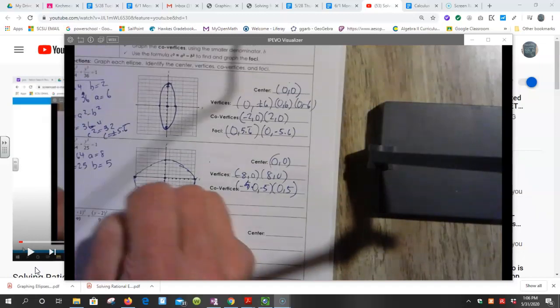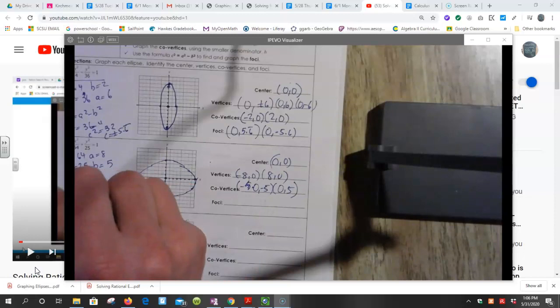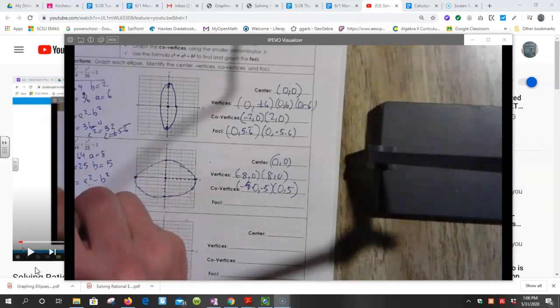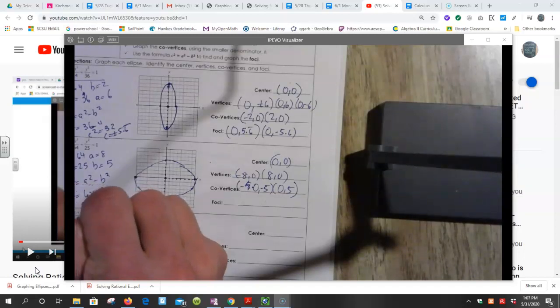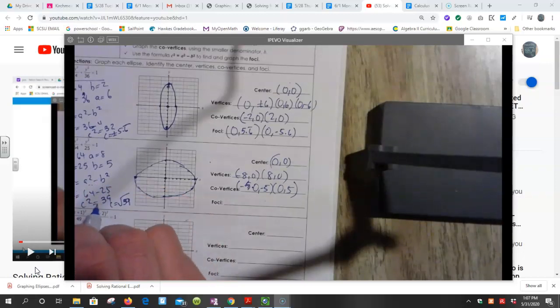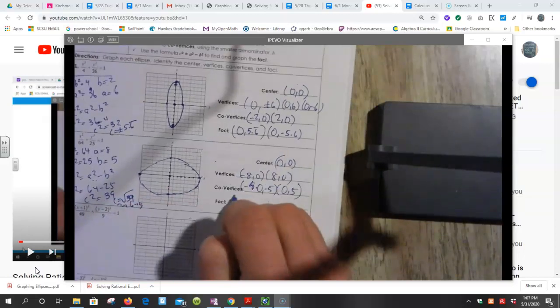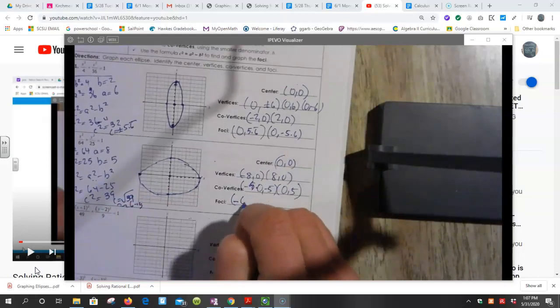And what's my c squared? My foci, right? They're going to be out here. So c squared is equal to a squared minus b squared. And again, a has to be larger, so c squared is going to equal 64 minus 25. So c squared is equal to 39, so c equals the square root of 39. That's a little over 6, so 6.24.